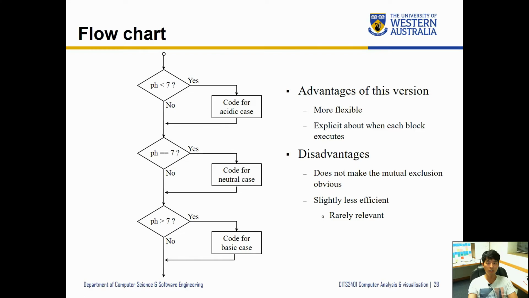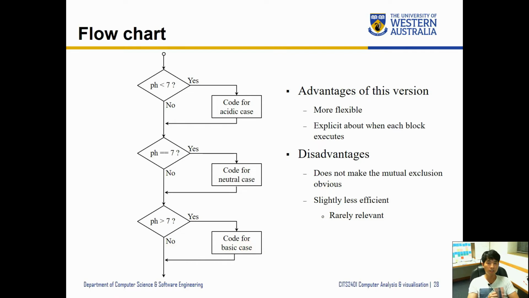Okay, if we draw this diagram, it will look like this. Okay, we will execute this and then come back to the main body, and basically it will check all the conditions, whether that's true or not, to check to execute the code for that specific if block.